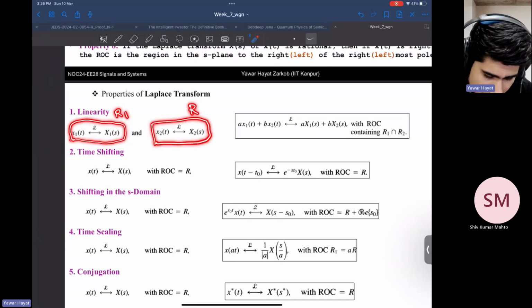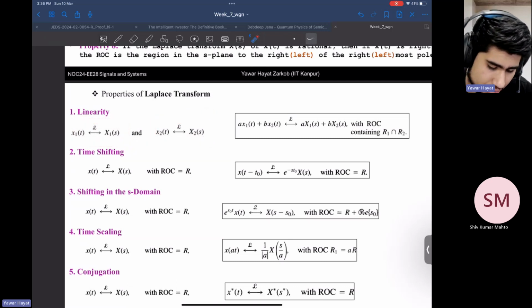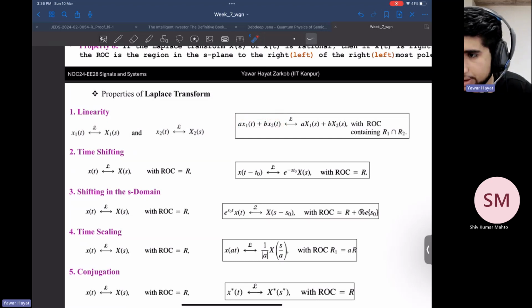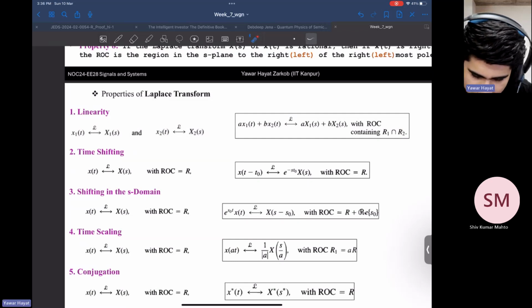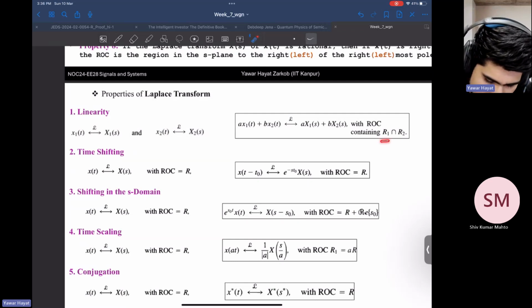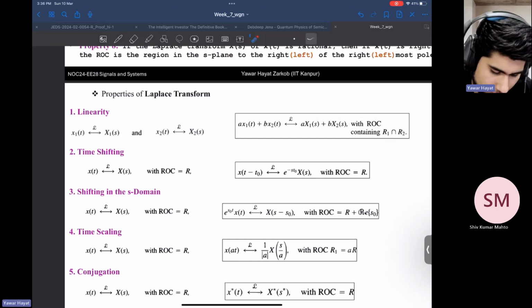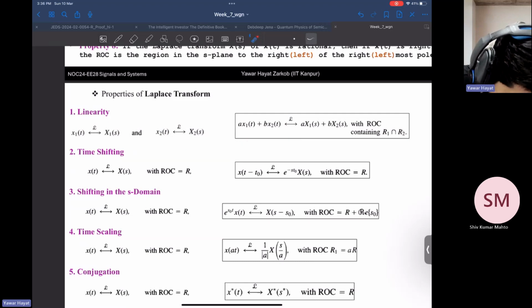You'll be given ROC as R2 for this, and then suppose you are asked to compute a linear combination of x1 and x2. Then the Laplace transform would be given by a times x1 of s plus b times x2 of s, the same thing that we did in the Fourier transform, but the ROC would be the intersection of these two. Okay, what do I mean by that? Wait, I'll use this.